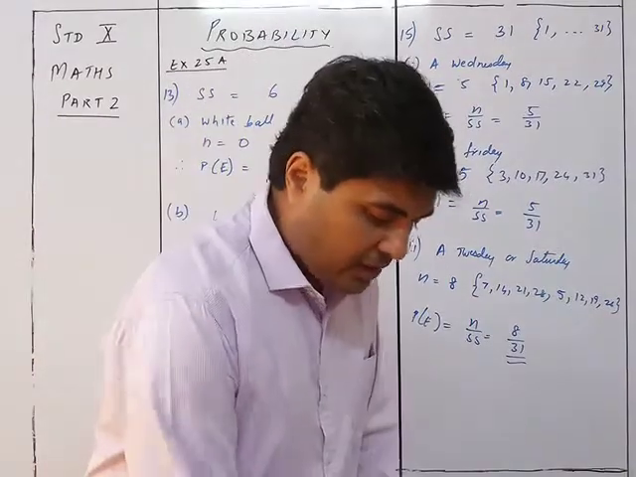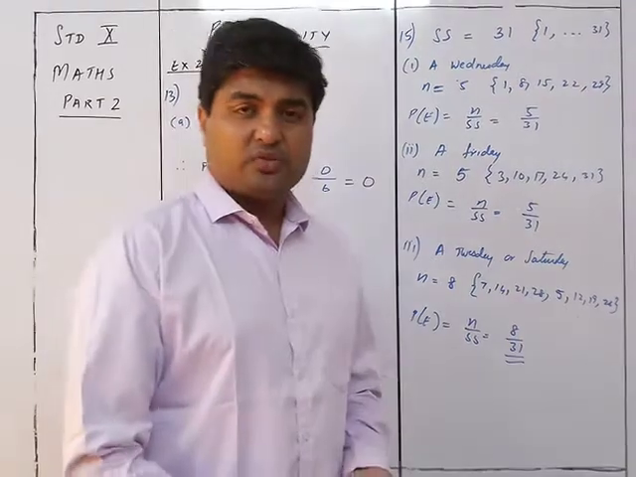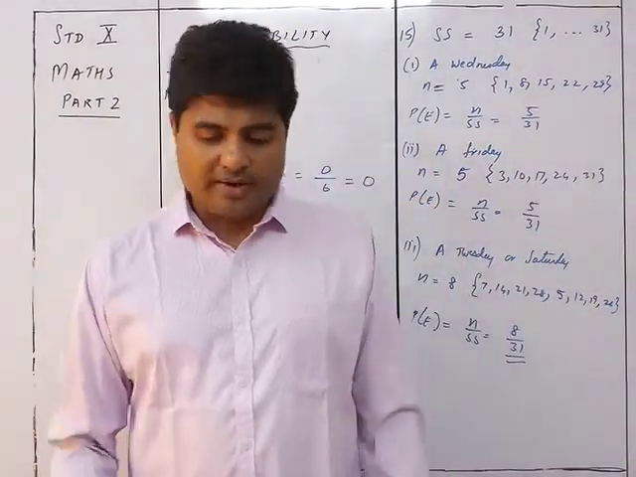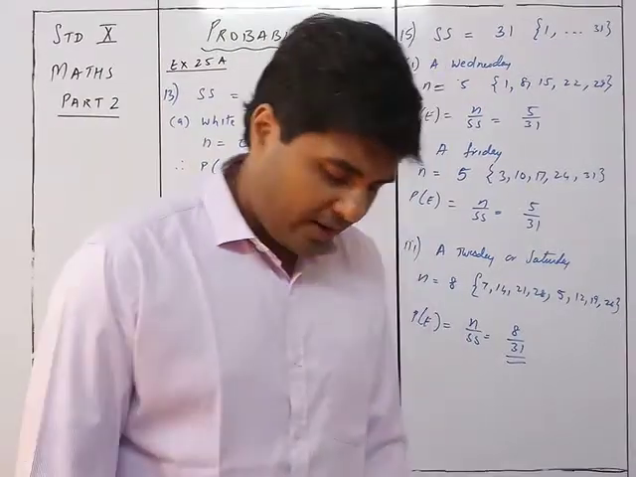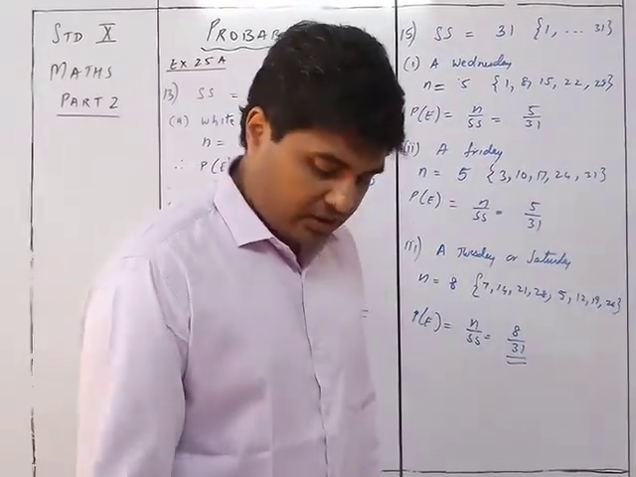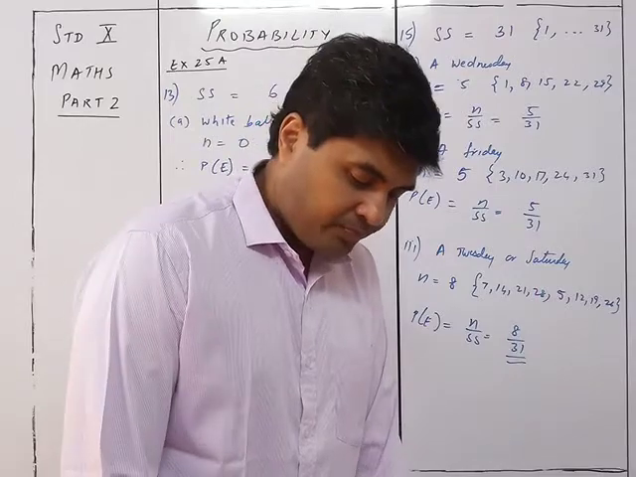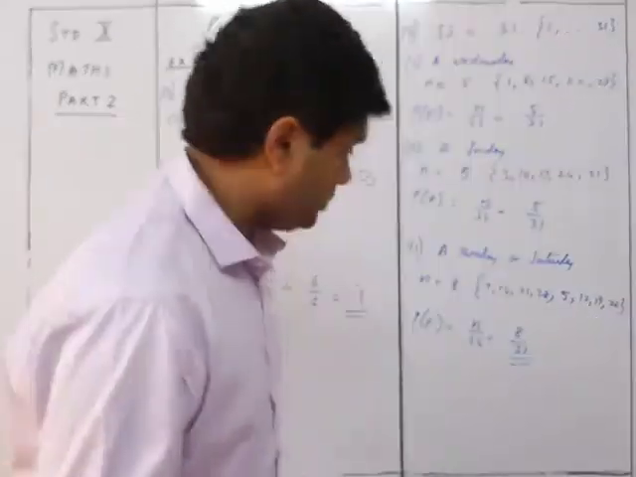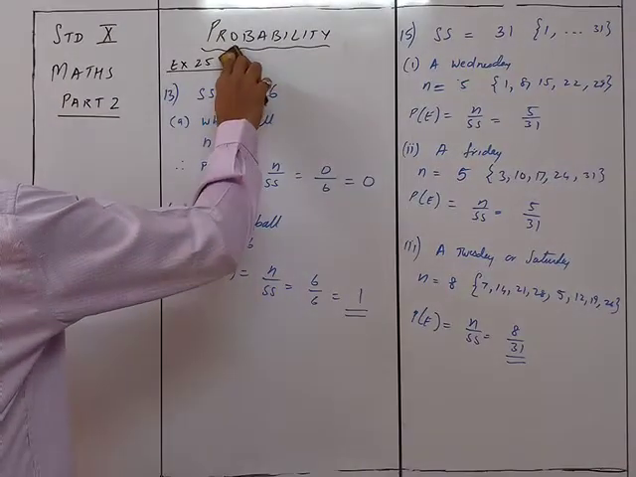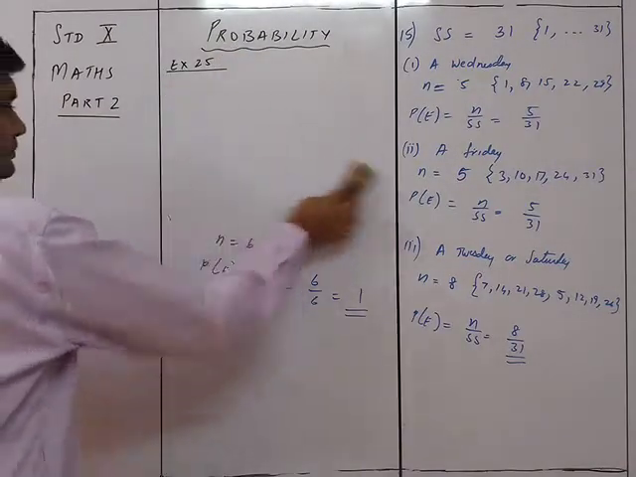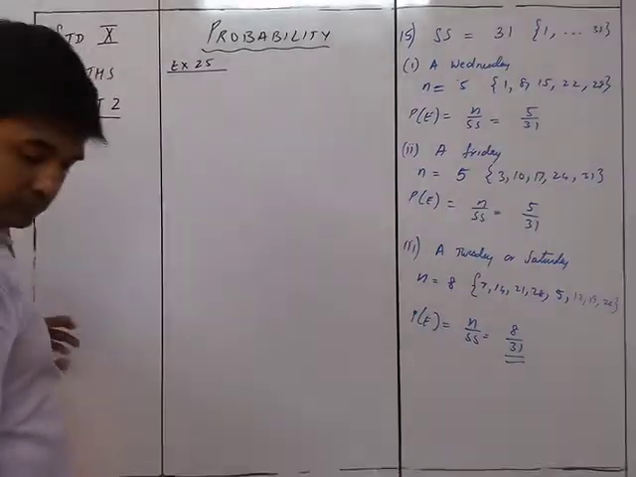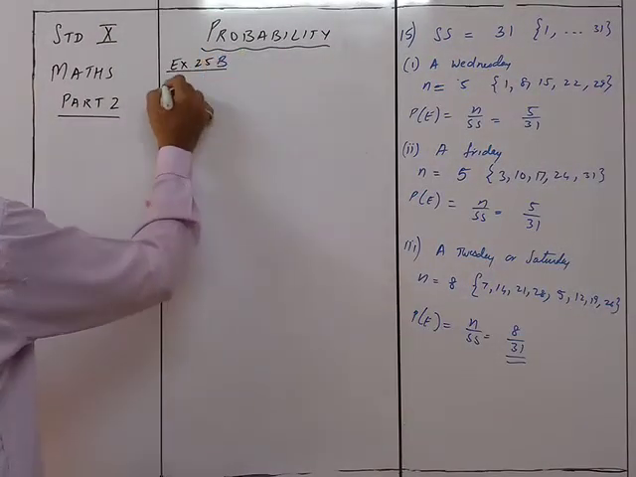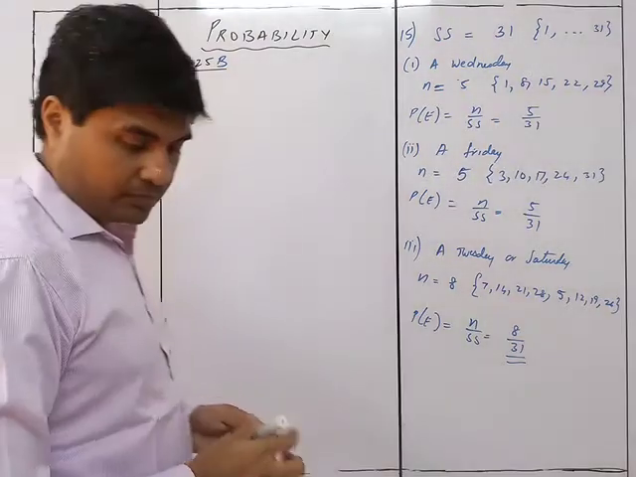In this case, we have already gone through the complete thing. We have already gone through the sample spaces of 2 dice, 2 coins and 3 coins. So we are just going to have the same kind of questions based on that. So let's start directly with exercise 25B. Move on to the first sum.